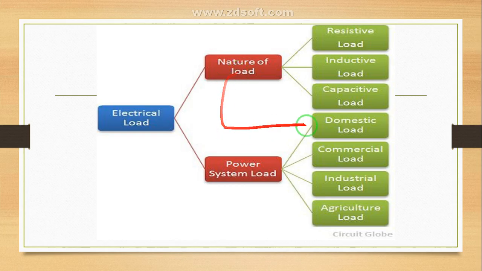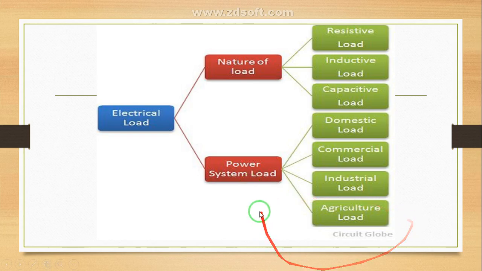Next, the second classification of electrical load is power system load. From power plants we get the electrical power, but the power plants are far away from the consumers. So the total amount of power is transferred to the local areas. Here the electrical power is received by the substations or grids. After receiving it, the substations distribute the electrical energy to consumers. Those consumers are called power system loads.